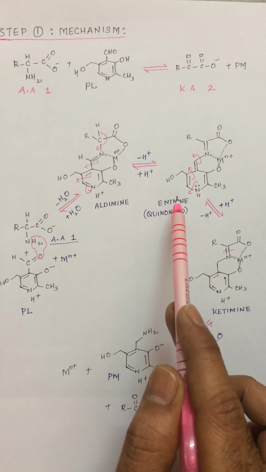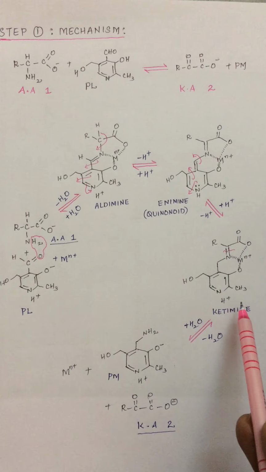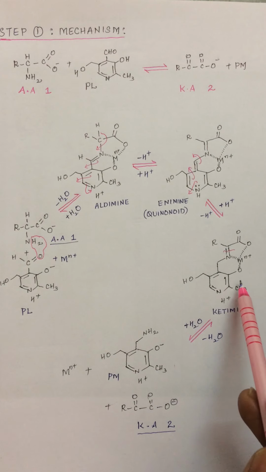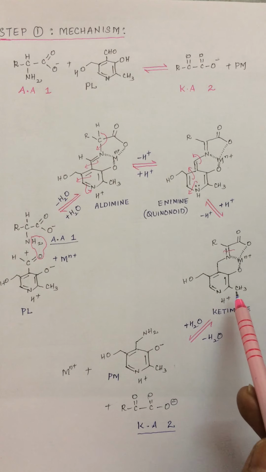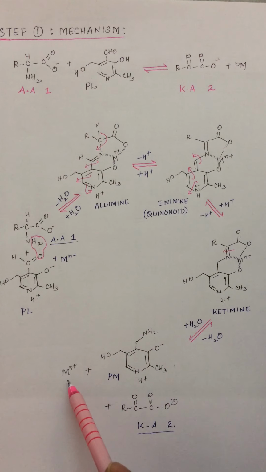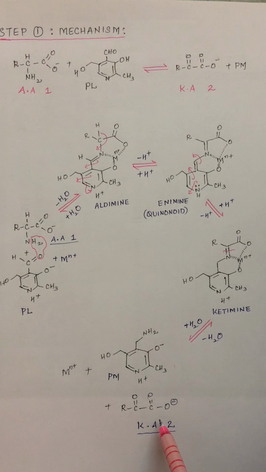Now in this form, when there is an addition of a proton, slowly this enimine form is converted into a ketimine form. Within this ketimine form, in the presence of a water molecule, hydrolysis occurs, and once hydrolysis occurs, this generates pyridoxamine. The metal is coming out along with a keto acid. So this amino acid is converted into a keto acid.